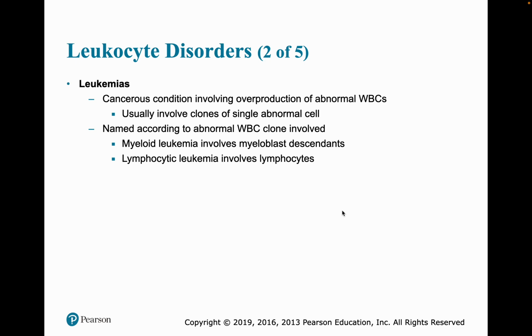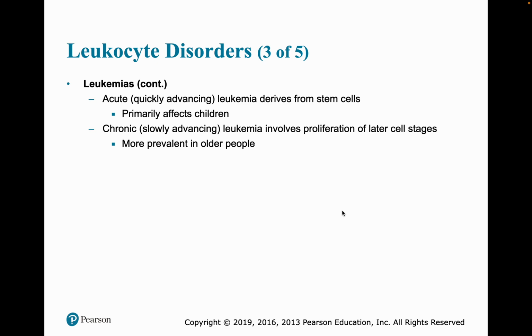So a myeloid leukemia would involve a myeloblast descendant, and a lymphocytic leukemia would involve a descendant of the lymphocyte pathway. They can either be acute or chronic. In acute, we have quickly advancing leukemia that derives from stem cells. These primarily affect children, and we do have very good treatments for many of these now. Not all of them, but many of them.